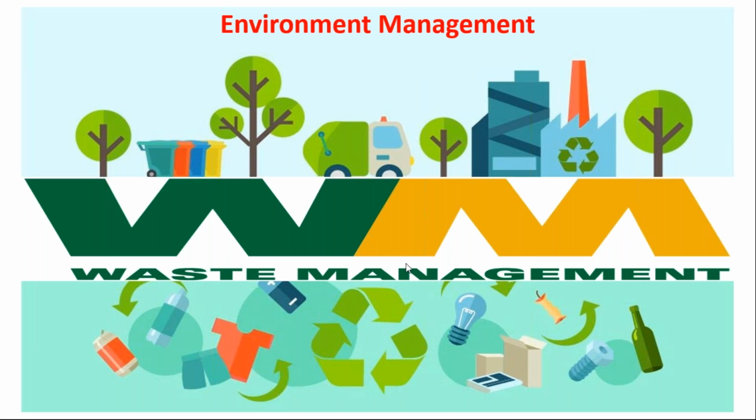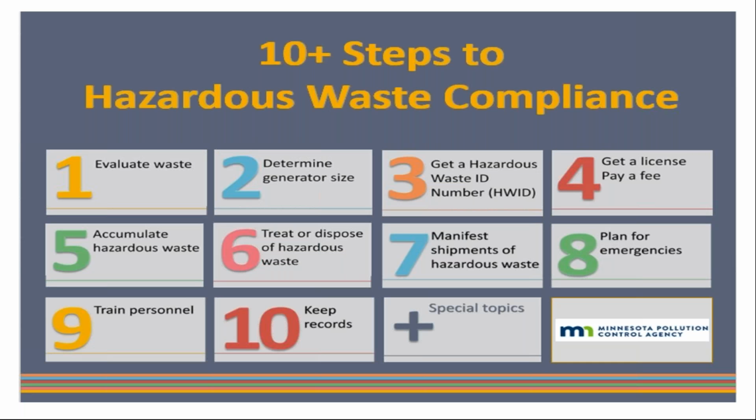industry. For that purpose, there is a special rule prepared by the government on how industries should manage this hazardous waste. So in general there are different steps for hazardous waste compliance. The first step is to identify the waste, that is, evaluate the waste. Then the second is to determine generator size.